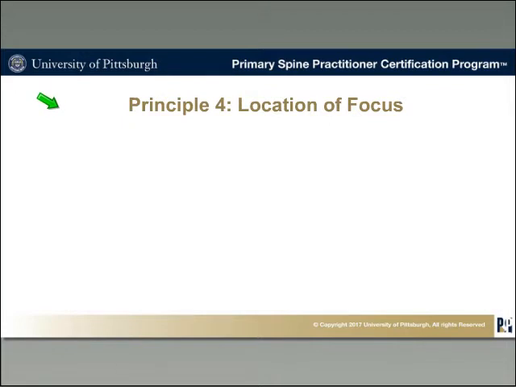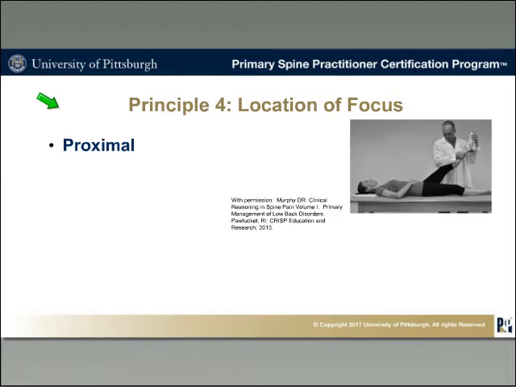Okay, principle number 4 is the location of the focus of movement. And this can be proximal. Mobilizing the neural structure proximally means focusing primarily on the aspect of the neural structure that is proximal. So in this case, it's a neurodynamic procedure that involves the sciatic nerve, and the movement is focused primarily at the hip. So the movement of the lower extremity is in flexion, extension, repetitively of the lower extremity, which focuses the mobilization at the proximal end.